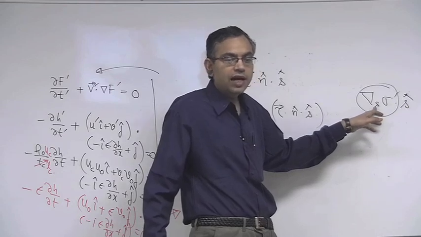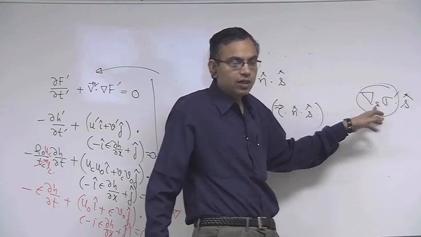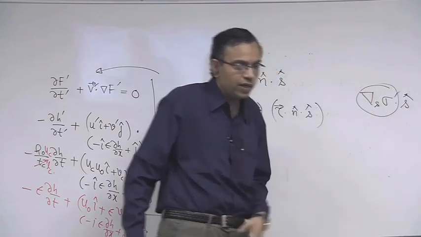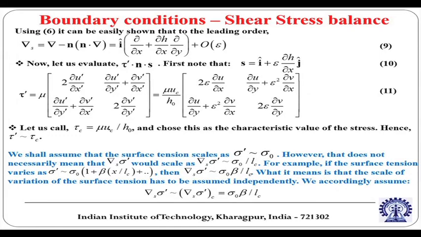So, let us try to look into that. What should it be? So, to look into that, let us assume that the surface tension scales as sigma dash is of the order of sigma 0. That is, sigma 0 is the scale of surface tension. Typically we could have written sigma c, but sigma 0 is the common notation used in books. So, that is why I have written this.